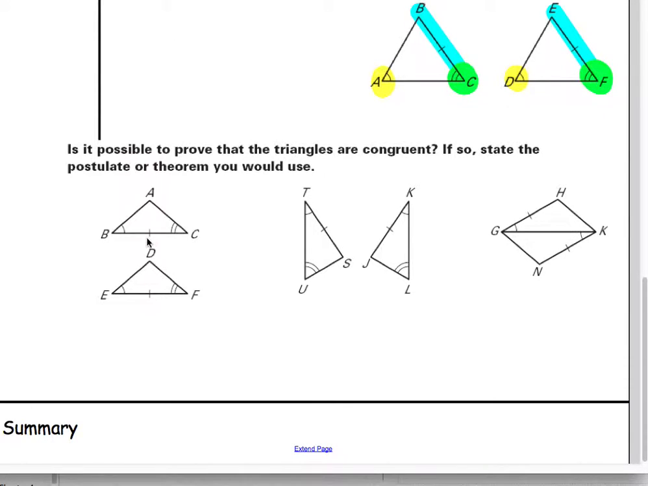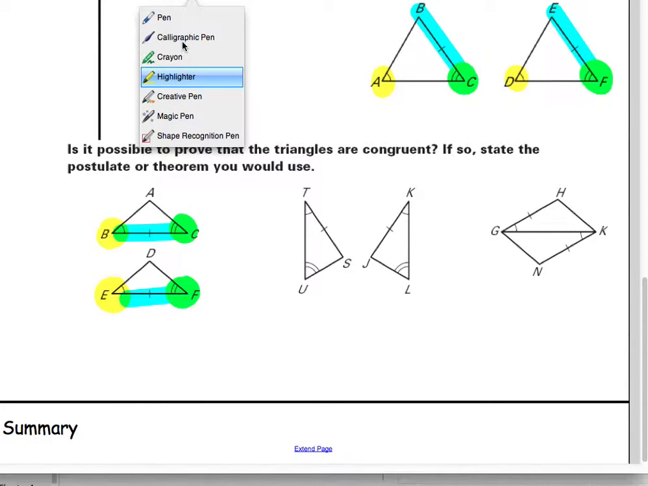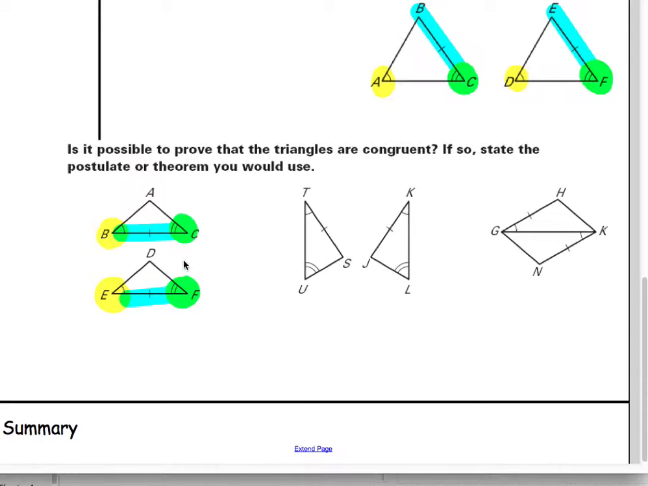So looking at this first one, let's see what we've got marked here. We've got B marked congruent to E. We've got C marked congruent to F. We've also got this segment marked here. That segment connects the two angles together. So each triangle has correspondingly matching markings. That's really important to have. They've got two angles on one side in each triangle.